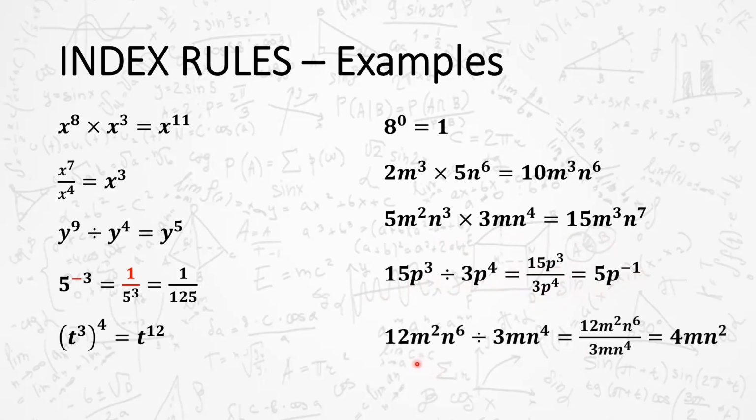Lastly, another one, 12m to the power 2 n to the power 6 divided by 3m n to the power 4. Put into a fraction format, line up properly. So 12 over 3 gives you 4. m to the power 2 over m gives you m to the power 1, which is just m. n to the power 6 over n to the power 4 equals n to the power 2. So your final answer is 4m n to the power 2.